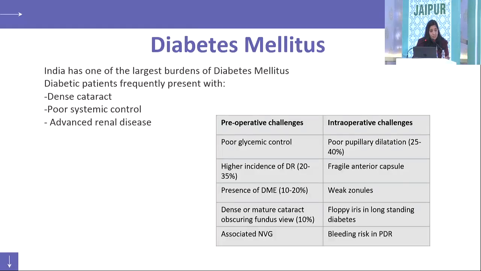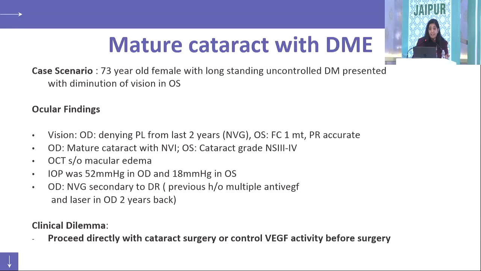And from the surgical standpoint, there are preoperative and intraoperative challenges that we have to deal with in such patients, like poor glycemic control, higher incidence of diabetic retinopathy and diabetic macular edema, dense mature cataract obscuring the fundus view, and associated neovascular glaucoma. The intraoperative challenges include poor pupillary dilatation, fragile anterior capsule, weak zonules, floppy iris in long-standing diabetes, and bleeding risk in cases of proliferative diabetic retinopathy.